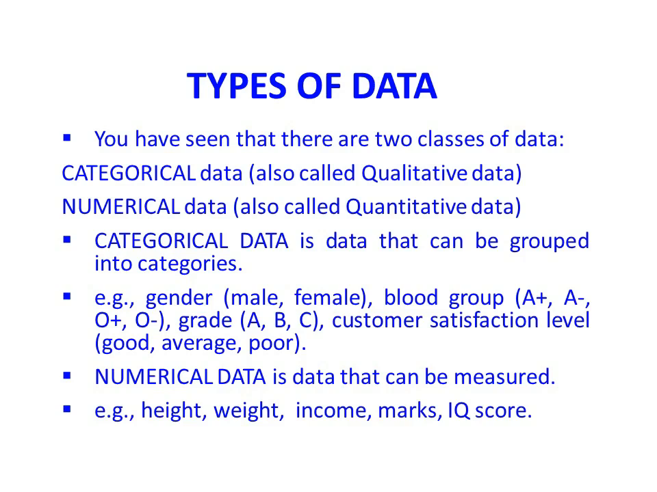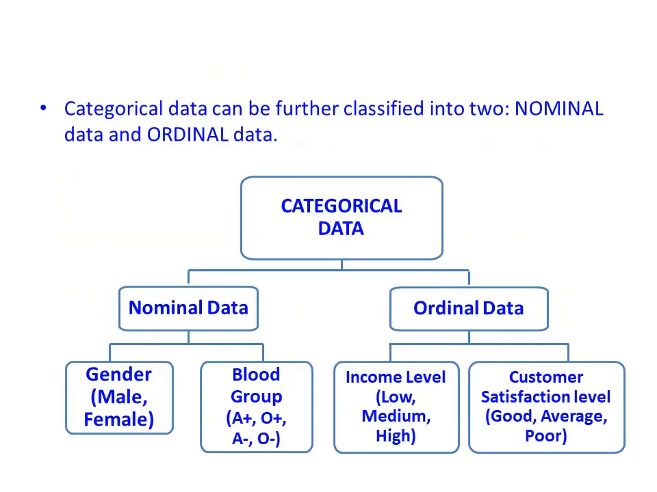Now let us see what numerical data is. Numerical data is data that can be measured. Examples are height, weight, income, marks, IQ score. The figure shows further classification of categorical data. Categorical data can be further classified into two, nominal data and ordinal data. Examples of nominal data are gender, blood group and eye color. Examples of ordinal data are income level and customer satisfaction level.